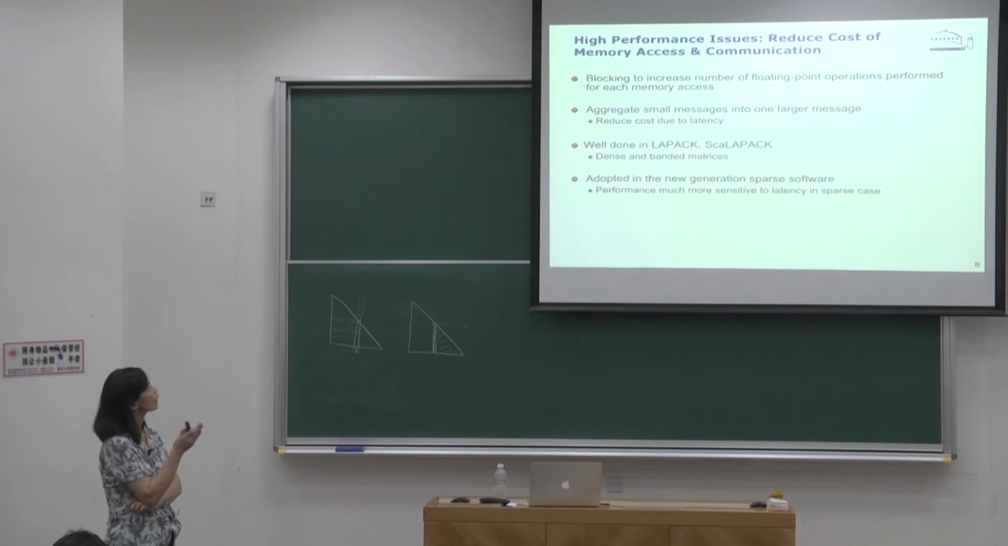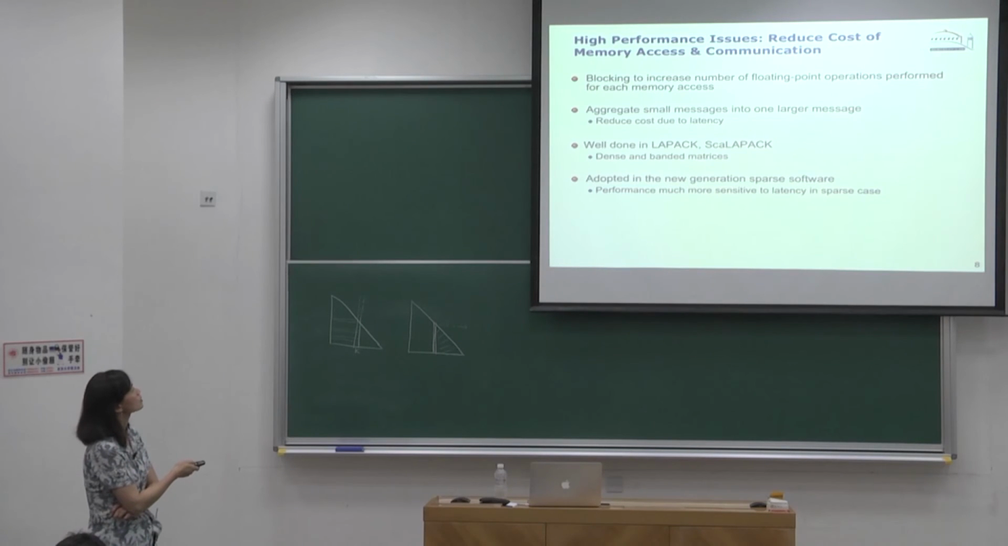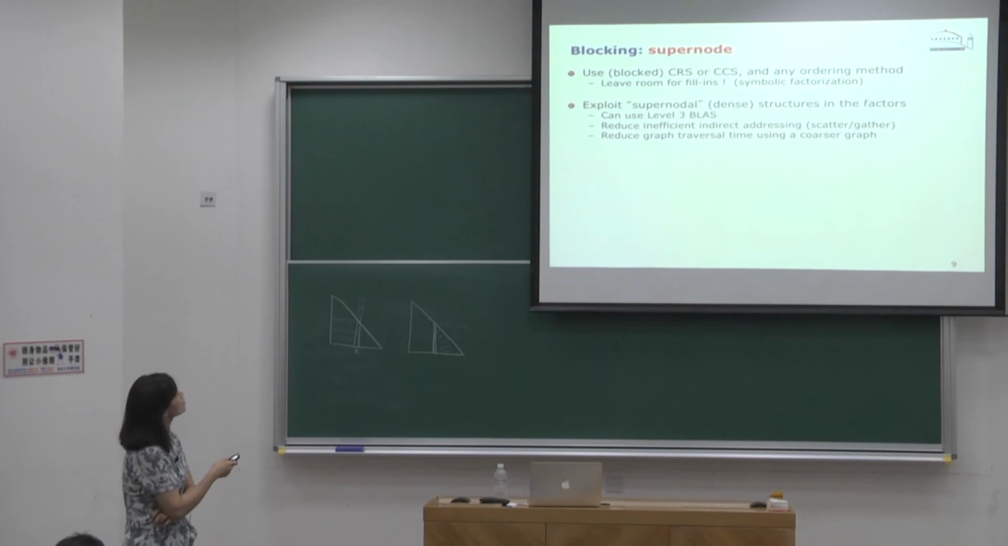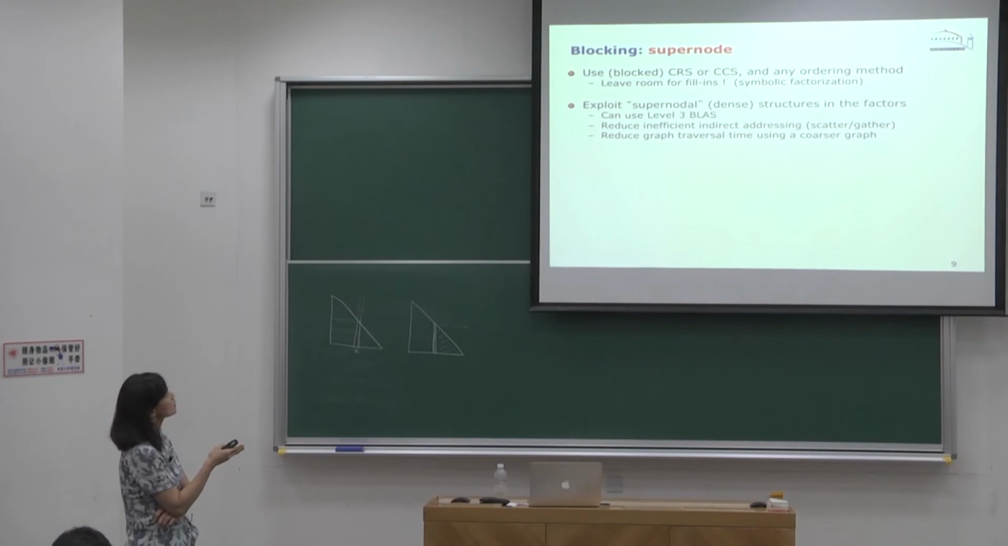So if you can reduce the number of messages, which will reduce the cost due to latency, that's very important. These techniques are already done in LAPACK and ScaLAPACK, and essentially we need to adopt all these in sparse factorization in the new generation of sparse software. So blocking, we call this supernode in sparse factorization. The data storage you use is not the scalar version, not the column-wise or row-wise CRS or CCS, but a blocked version of those.